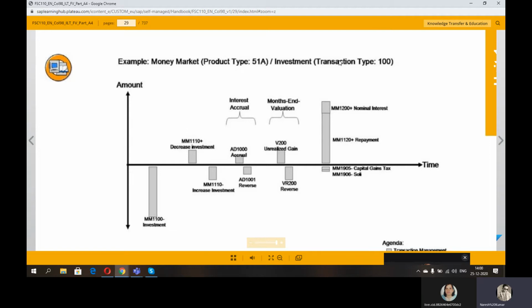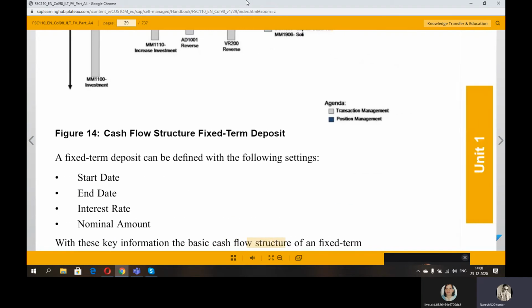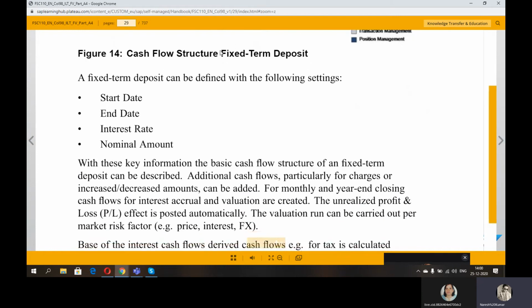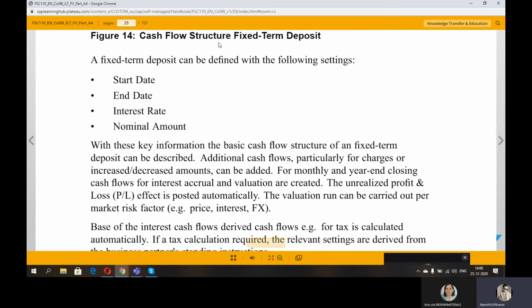Then it will go with an increased investment based on money market. Okay. So interest accrual month-end valuations will be taken. So based on that, the decrease investment or investment at money market. So this is an overview of how it is going to be fluctuated. So based on this, we will be able to maintain the start and end date and interest rate, nominal amount, everything for a fixed term deposit will be taken. So based on this cash flow, particularly for charges of increased or decreased amounts which will be added.